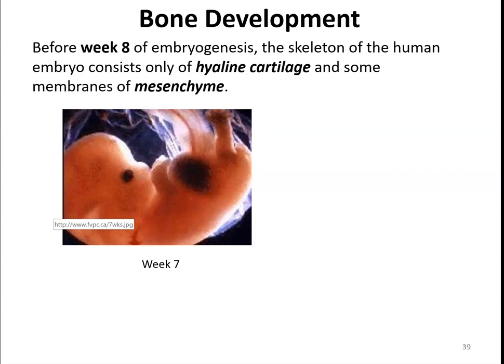Right. Here we see an early embryo, or a week 7 embryo, that has only hyaline cartilage and some mesenchyme. Now, what is mesenchyme, and why do you remember that word? 3, 2, 1, pause. This is the tissue that gives rise to all connective tissues in an adult.